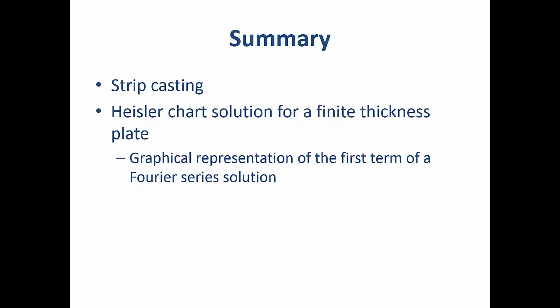Overall, therefore, today I've looked at a model of strip casting, first of all in terms of the lumped solution, and then a way of getting the temperature gradients inside the strip using a Heisler chart solution, and also the fact that this Heisler chart solution basically summarizes a series solution, but as long as alpha T over L squared is greater than 0.2, the first term of that series solution is sufficient to give you 99% accuracy.